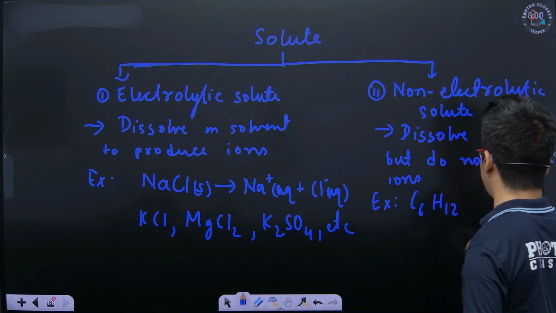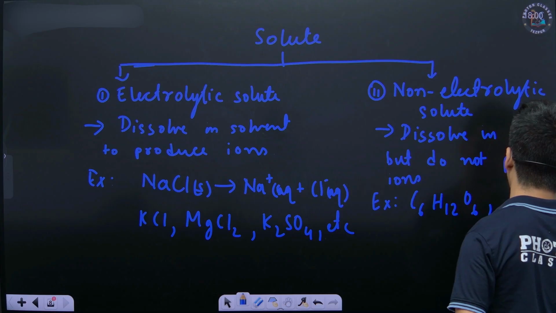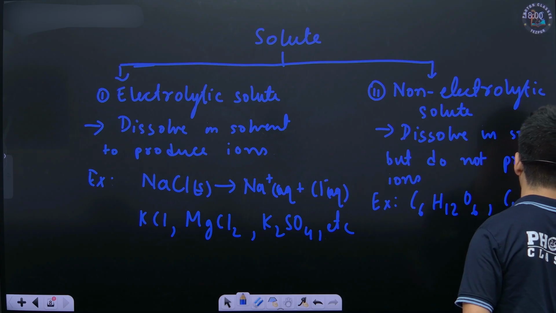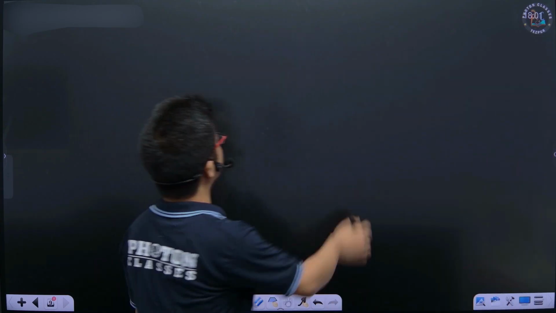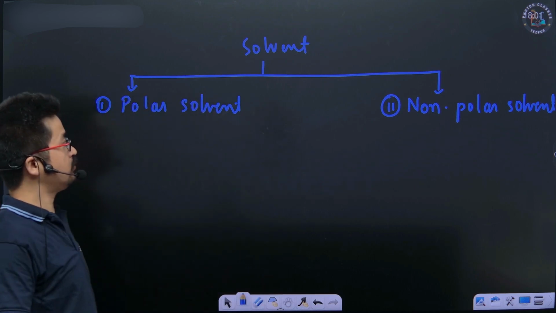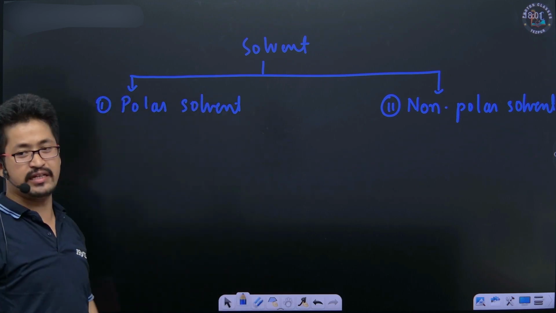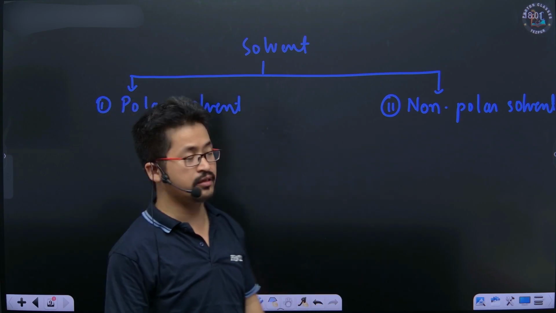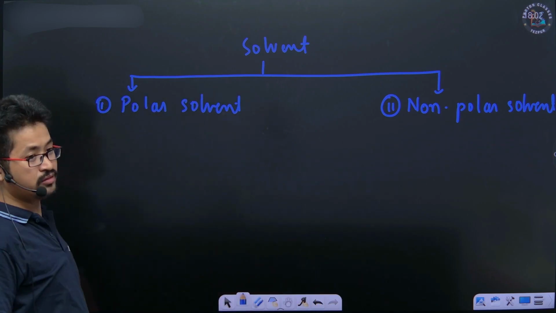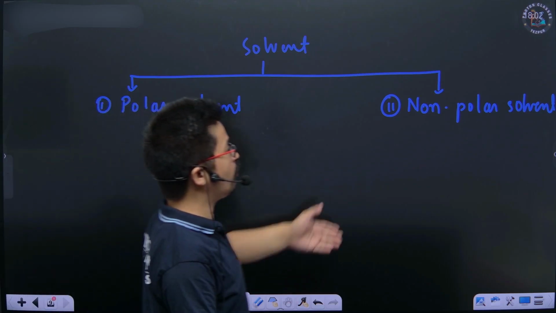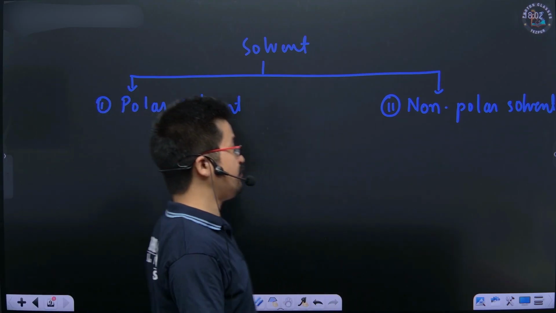glucose C6H12O6, sucrose C12H22O11, right? So urea. Okay, solvent. In a similar way, just like solute, solvent can also be classified into two types. One is polar solvent and the other one is non-polar solvent. You know about polar molecules. So polar molecules will form polar solvent and non-polar molecules will form non-polar type solvent.